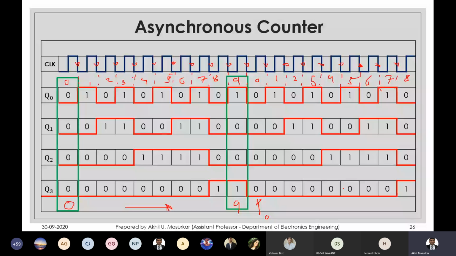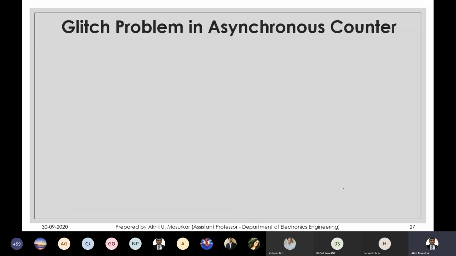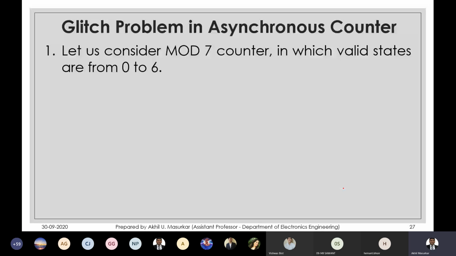So let's look at the glitch problem in a synchronous counter. Just now I showed you a counter. We saw mod 10 actually. So if you consider a mod 7 counter, which counts from 0 to 6, the invalid state is 7.